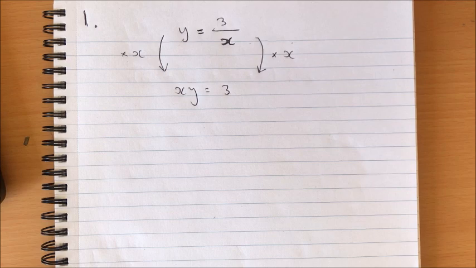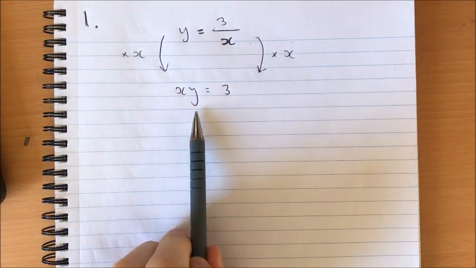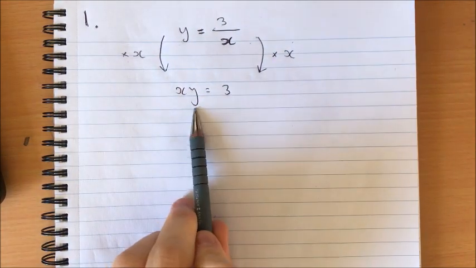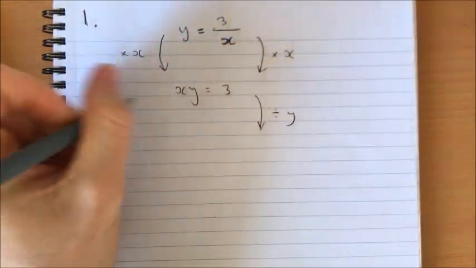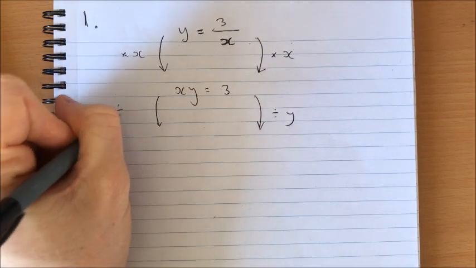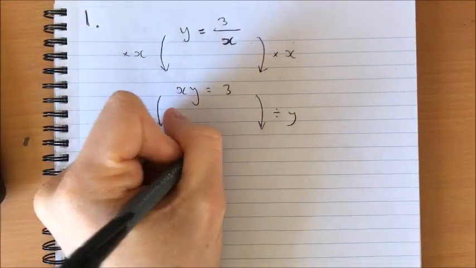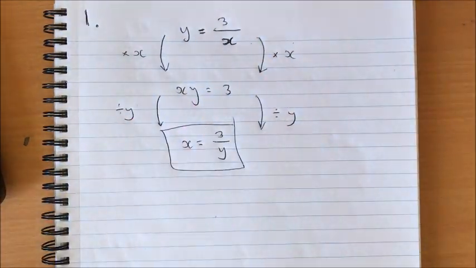So do we see why that step was helpful? This is looking a lot nicer already. I want to make x the subject, so I do not want that y to be there. At the moment I have x times by y. So what's the opposite of timesing by y? Well, it's dividing by y. Let's divide both sides of this equation by y. So that tells me that x equals 3 over y. And now x is the subject, and that is my solution.